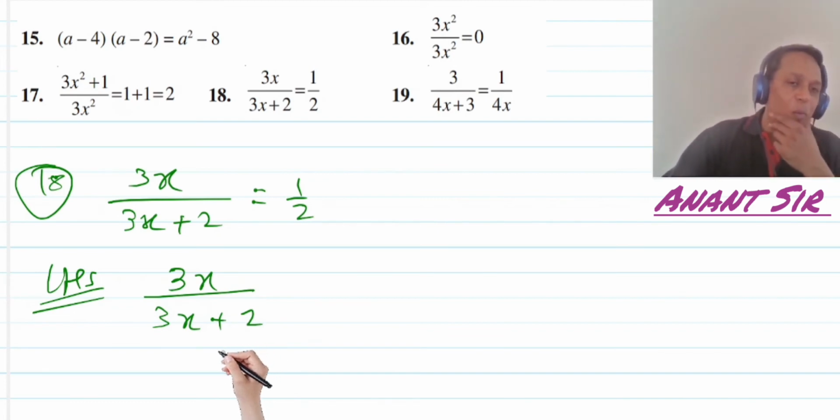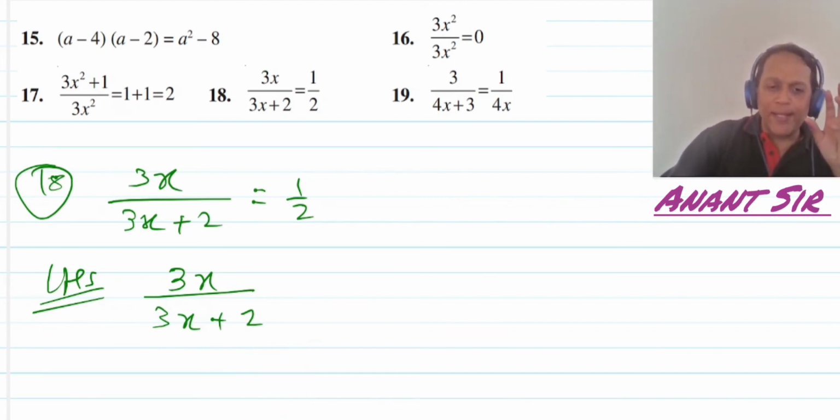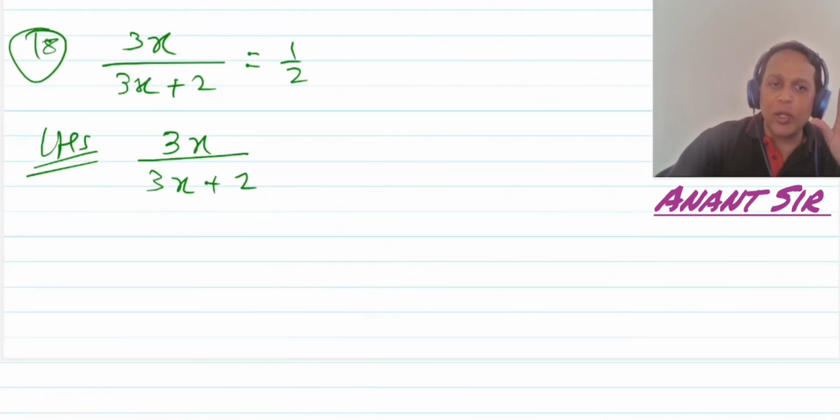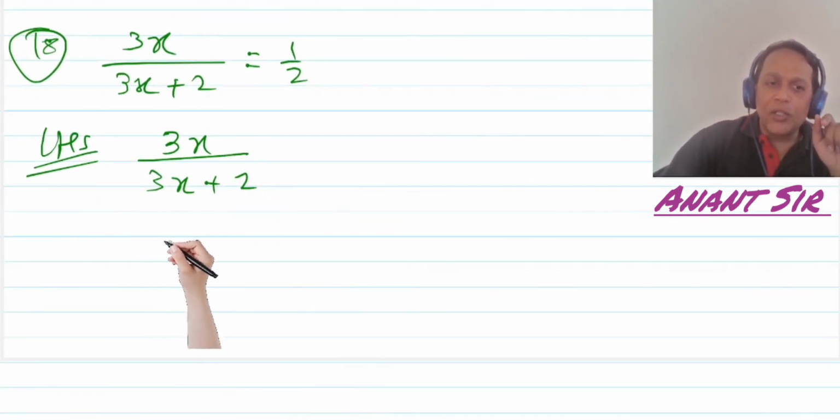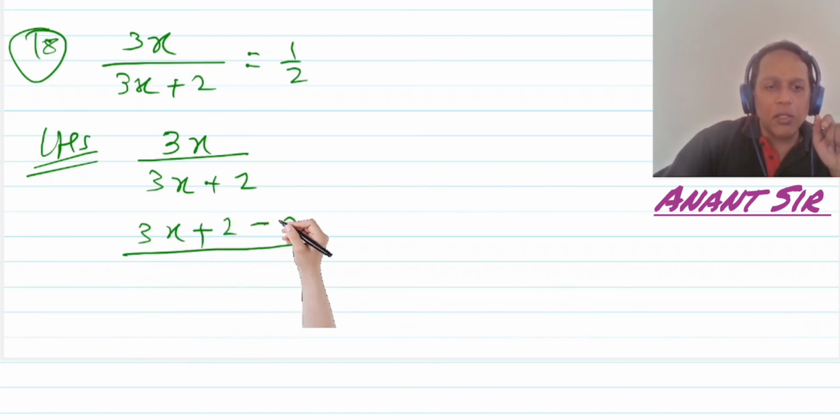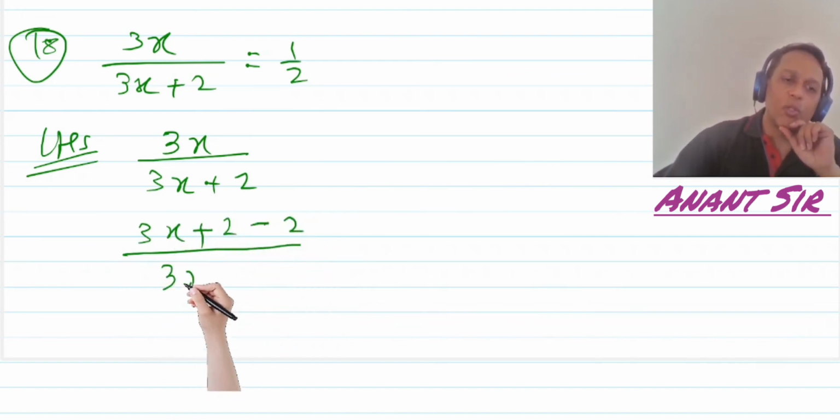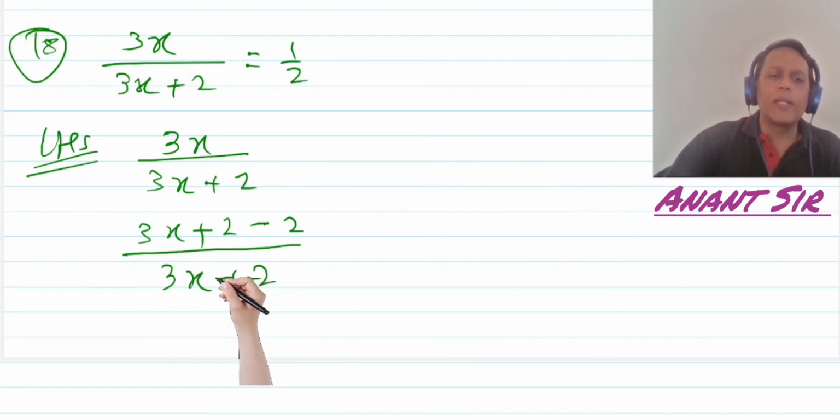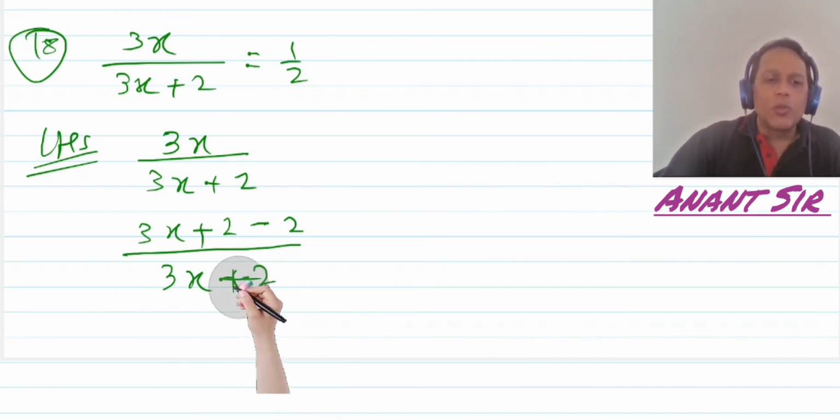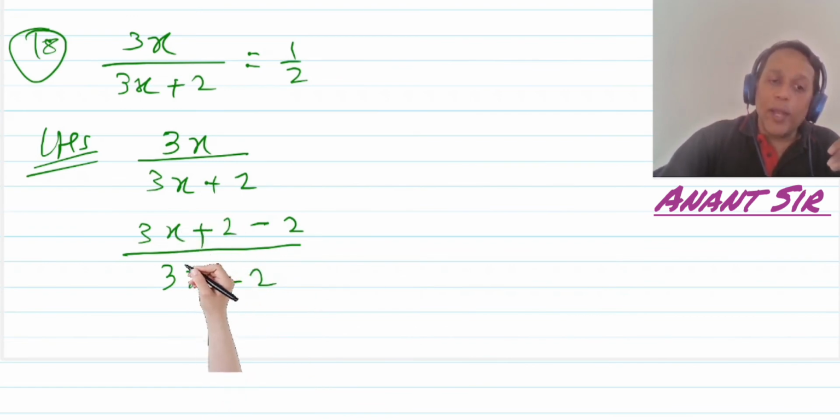How can I solve this now? I am going to tell you a very simple method by which you can solve it. Can I write this 3x in the numerator as 3x plus 2 minus 2? Is it possible? Yes, because plus 2 minus 2 is going to be 0 only. So it doesn't make any difference in the question. So now, how can I solve this further?